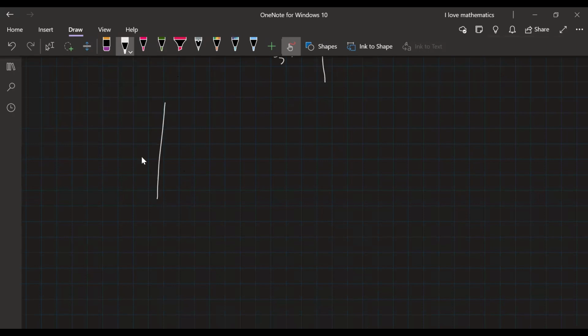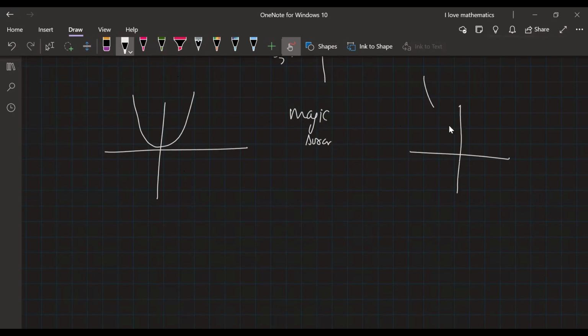So what if I could transform this graph with magic, sorcery, into this graph? Oh my god, that's pure magic. That's what we call Harry Potter's magic. Nah, it's not magic. It's just the graph of x squared shifted up. But how can we shift up a graph? That's suspicious.